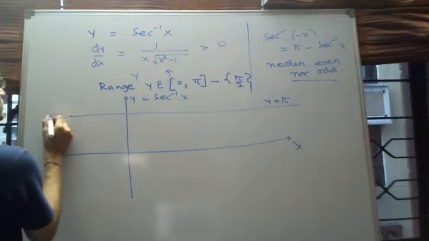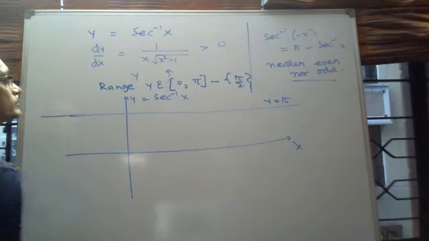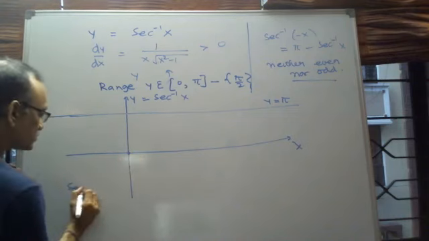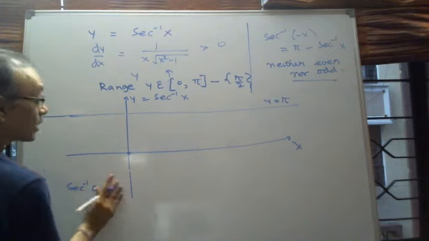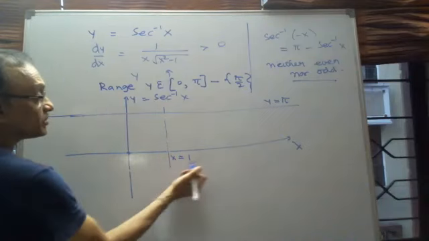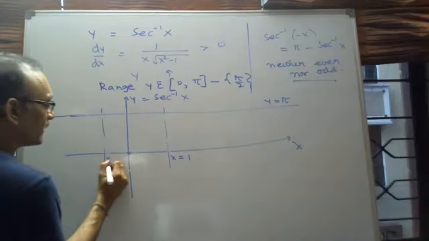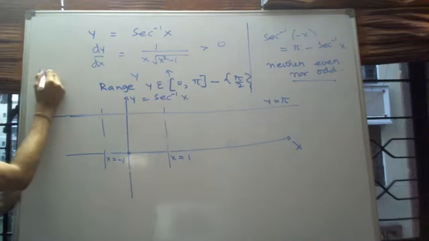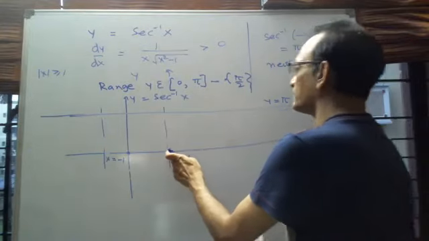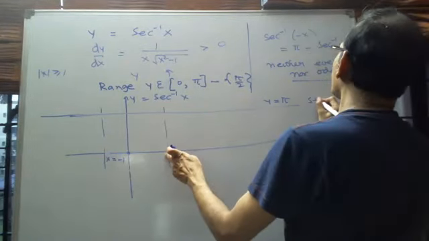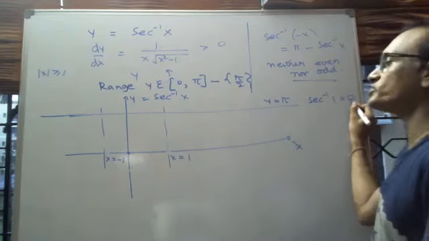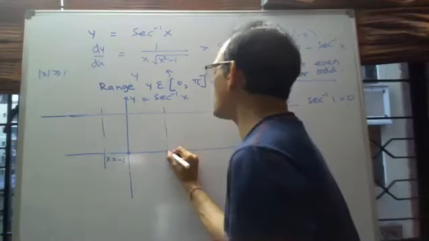Okay, what will happen at x equal to 0, sec inverse 0? Actually no, one more thing: it's defined only for x greater than or equal to 1 or x less than or equal to minus 1. Right? Mod x has to be greater than or equal to 1. That means in this interval the graph will not exist at all, it starts from here. So when x is 1, sec inverse 1 will be what? 0.